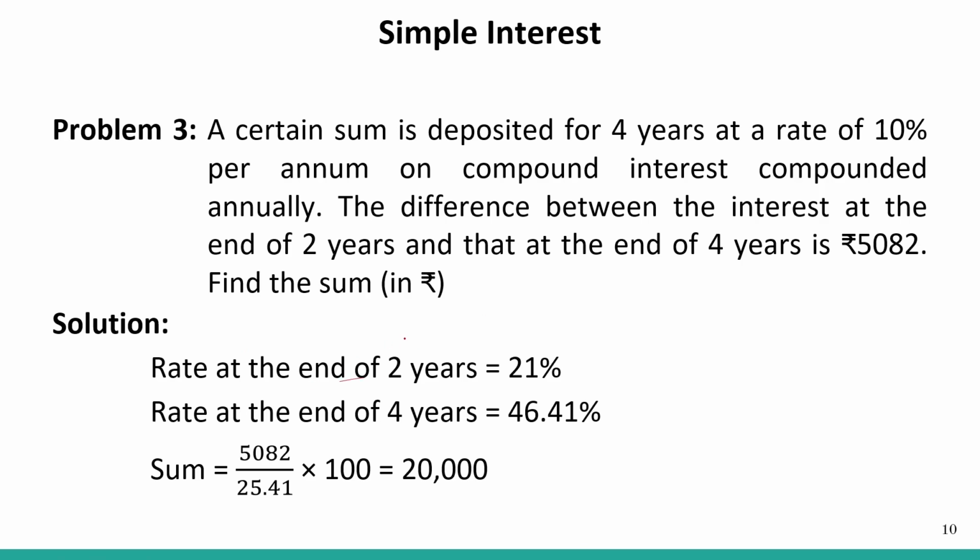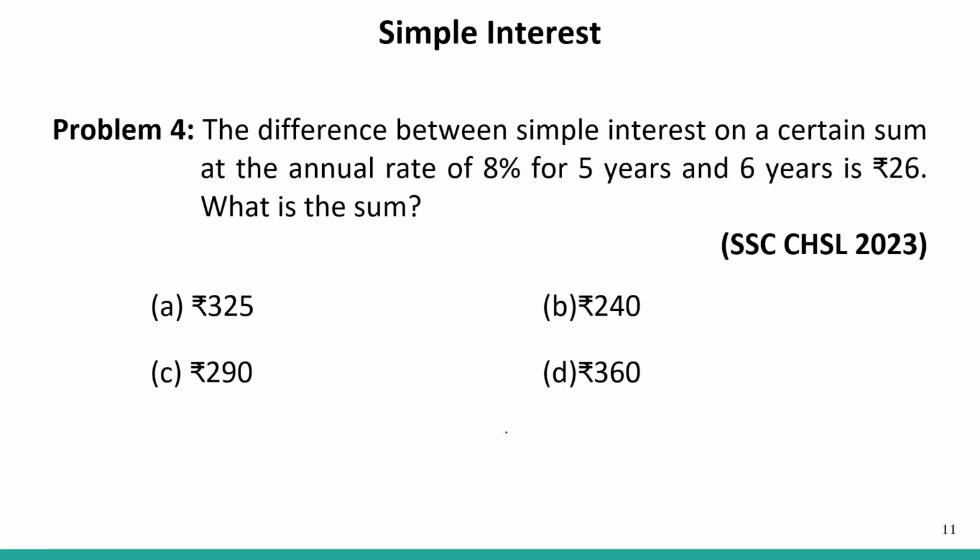So at the end of the second year, the compound interest was this much, that is equal to 21%. Interest became this much. So the interest at the end of 4 years, compounded after 4 years, will be equal to 46.41%. Okay, so sum is equal to what? This much by this into 100, right? So the difference in interest is in the denominator, and in the numerator we have the difference amount multiplied by 100, and we are left with 20,000, right? So let's see the next question, that is problem number 4.